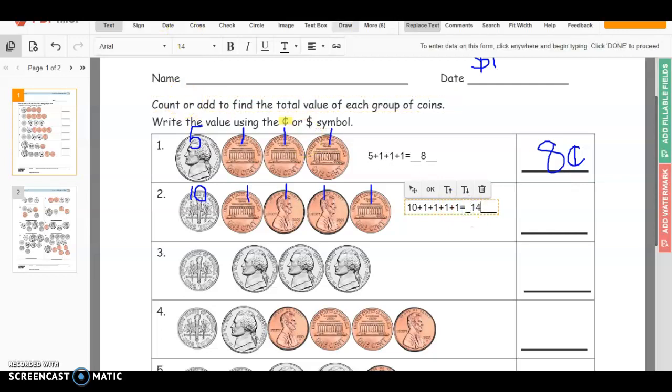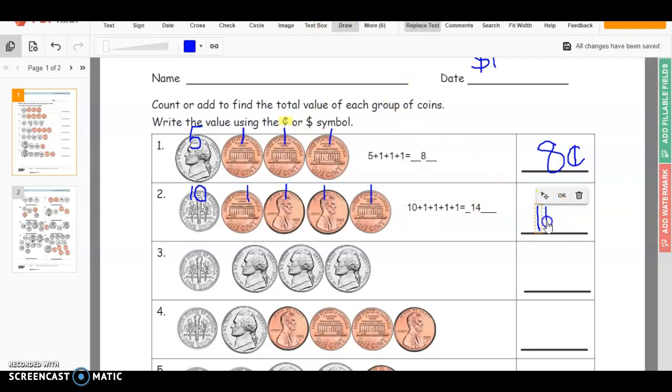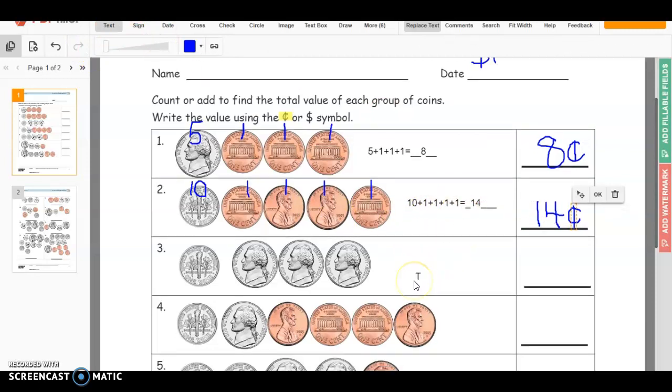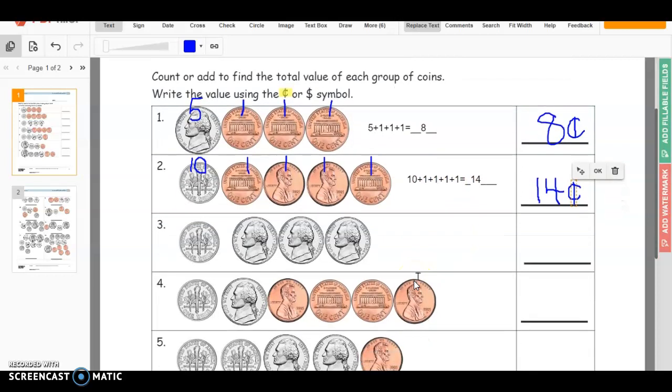And I'm going to go ahead and write it on the line. Remember that whenever we do cents, the cent symbol goes after the number. And it's just a C with a line through it. That's 14 cents that we have here. All right, I want us to now go to number 3. Number 3 is going to be a little bit different because, as you can see, we don't have any pennies in 3. So let's go ahead and look at this one.